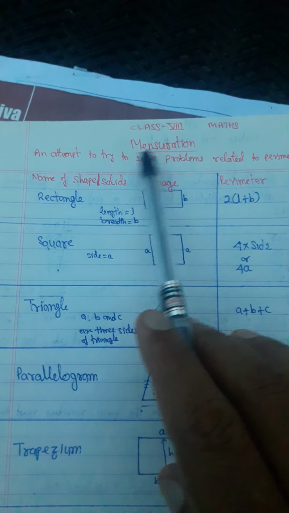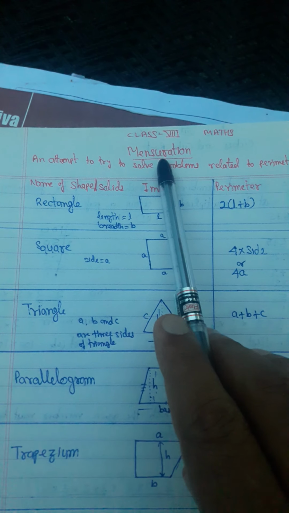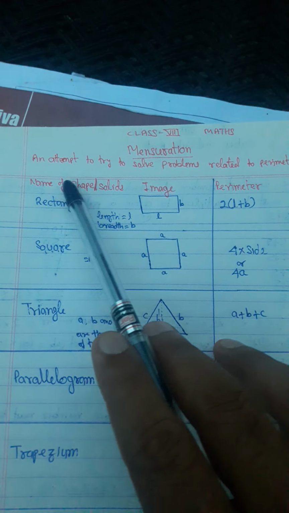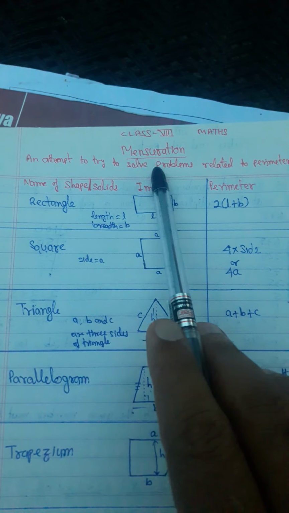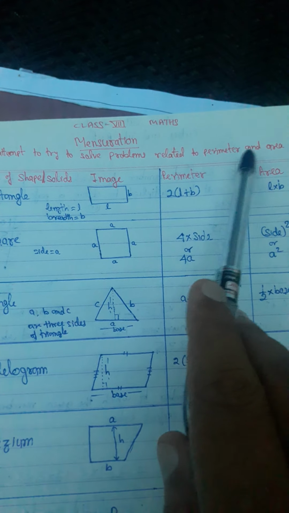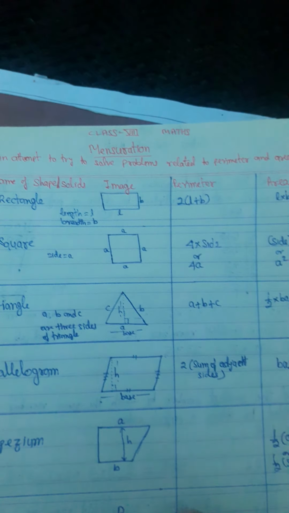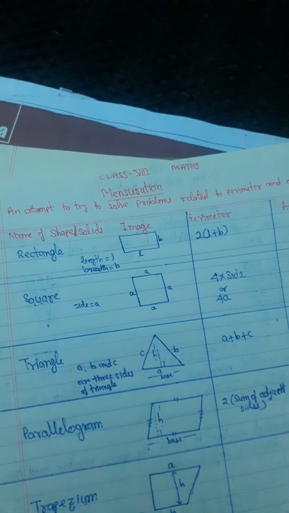Good morning, students. Today we are going to learn the mensuration chapter in class 8. In this chapter, we have to try to solve problems related to perimeter and area. Before starting the chapter, we should learn what perimeter and area are.